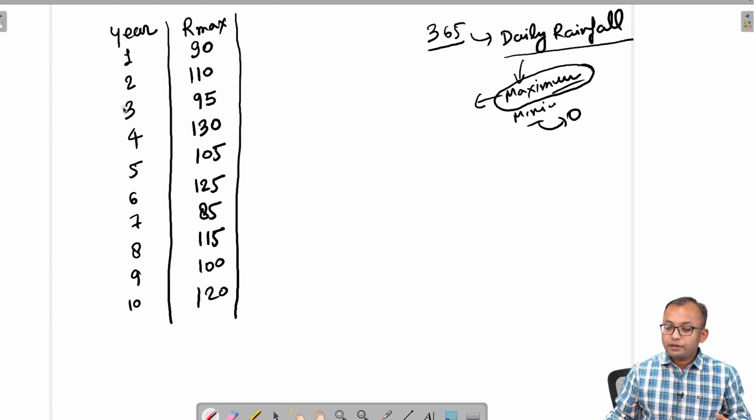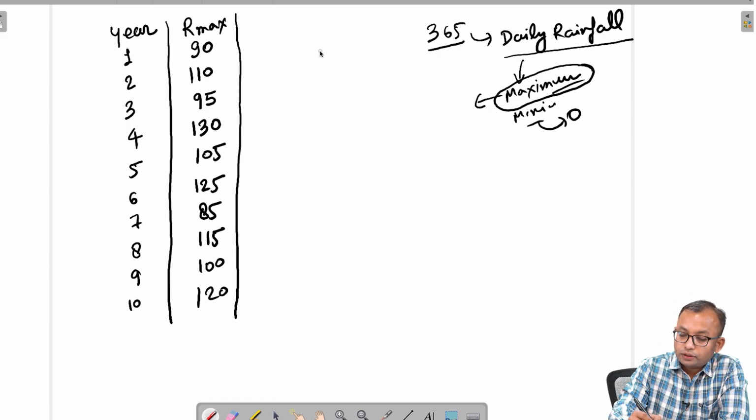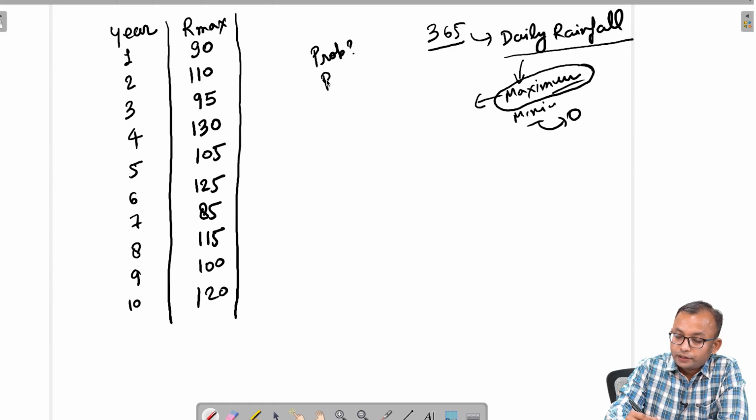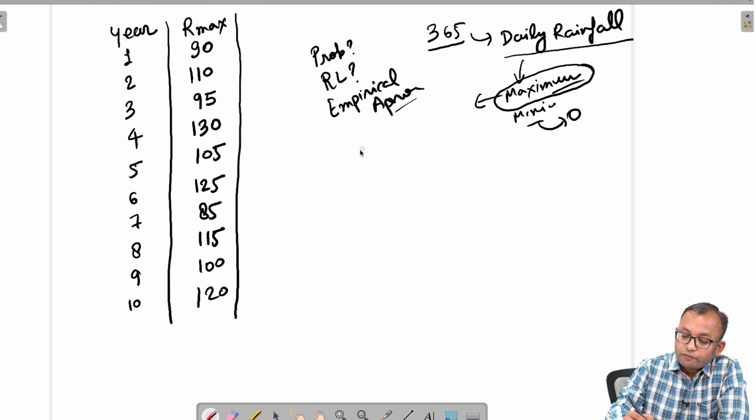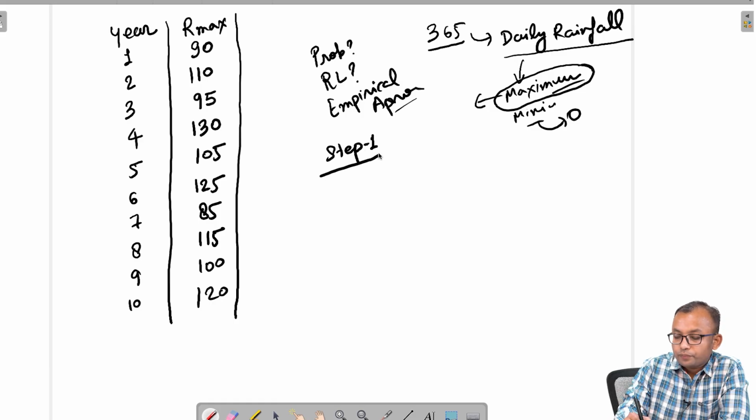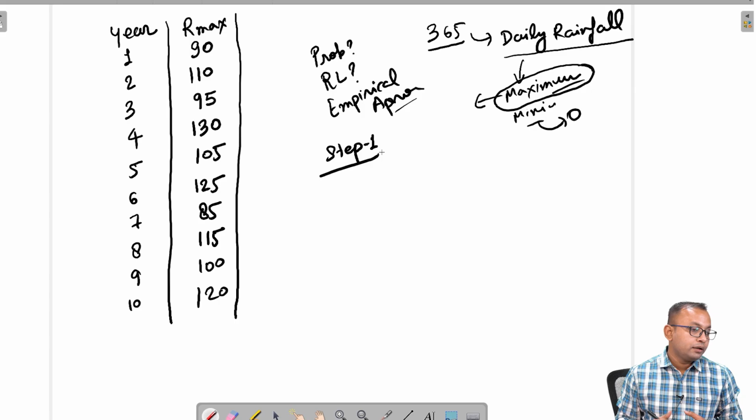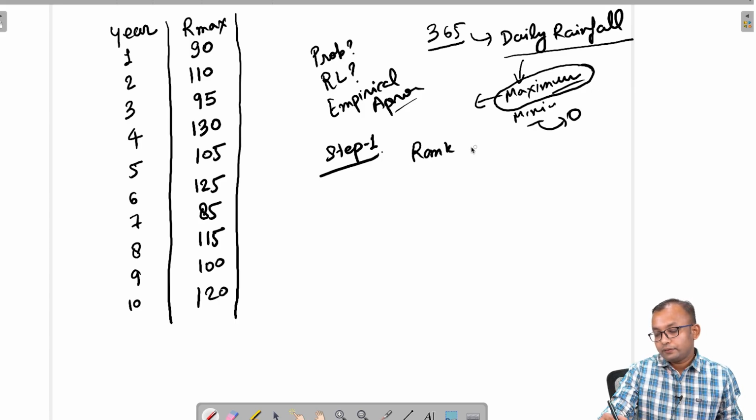So, when we are trying to find the probability and corresponding return levels using the empirical approach, step 1 is to rank the data in descending order.